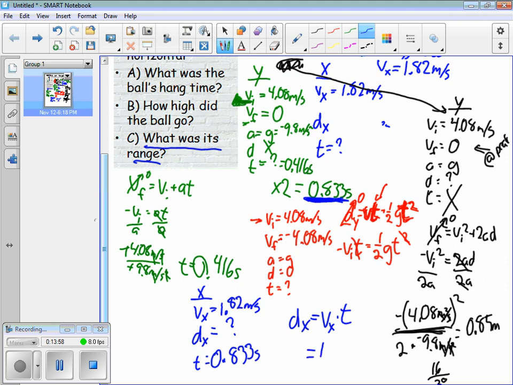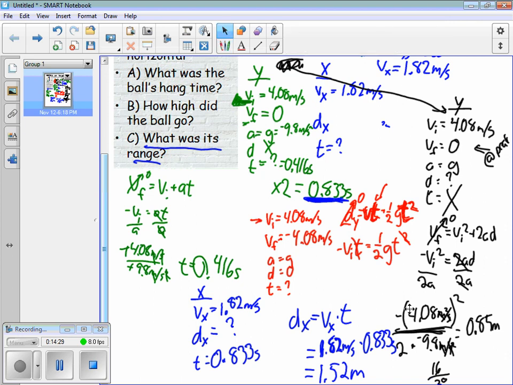I'm just going to say 1.82 meters per second times 0.833 seconds. And as we can see, when we plug it all in, it's a relatively small number, 1.52 meters. And I can quickly estimate that that is reasonable, because 1.82 is effectively 2, and then 0.833 is effectively 1. So it's going to be a little less than 2, as I can definitely see there. And of course, the units work out, and we are very, very excited about being able to do this.